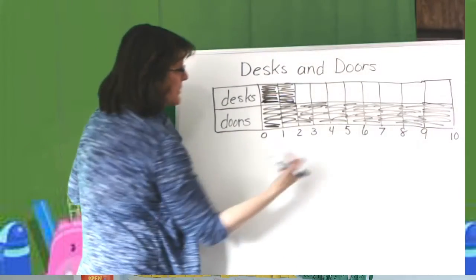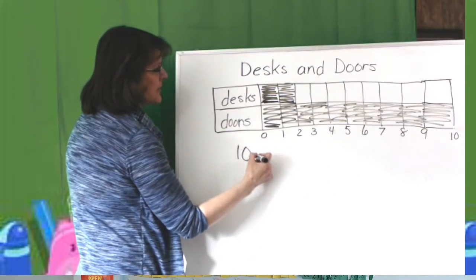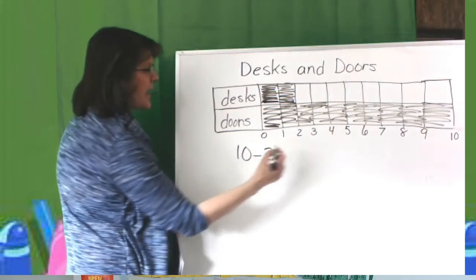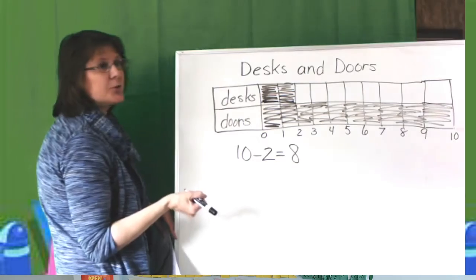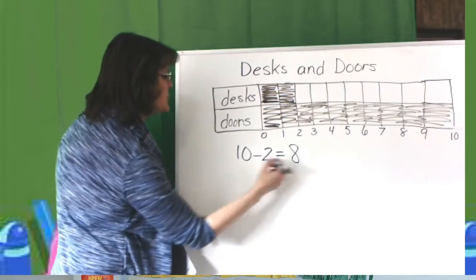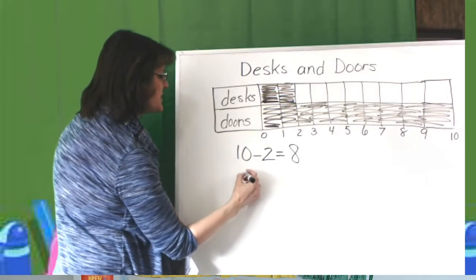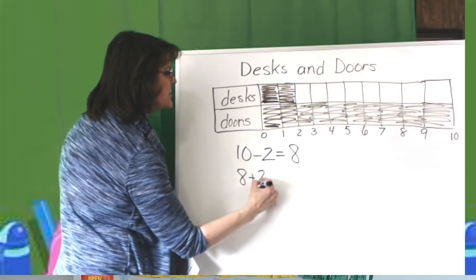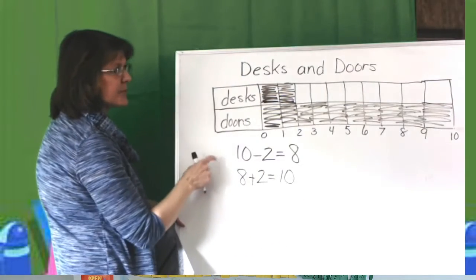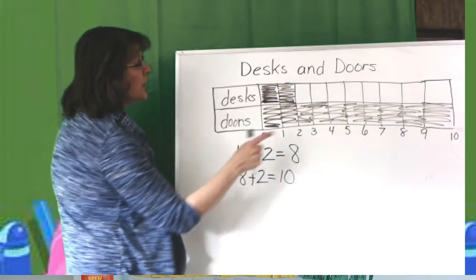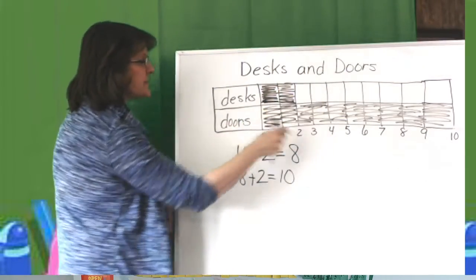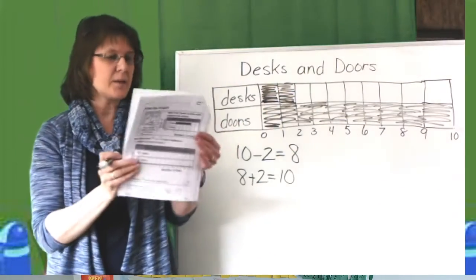We can start with the bigger number 10, and we can subtract the smaller number 2, and we find out that answer is 8. We can do a related fact to check our work by adding our two smaller numbers together. If we add the 8 plus 2, it equals 10. Our numbers match as related facts. We know you have the correct answer. We have 8 more doors than desks, or 8 fewer desks than doors. So that's making a bar graph.